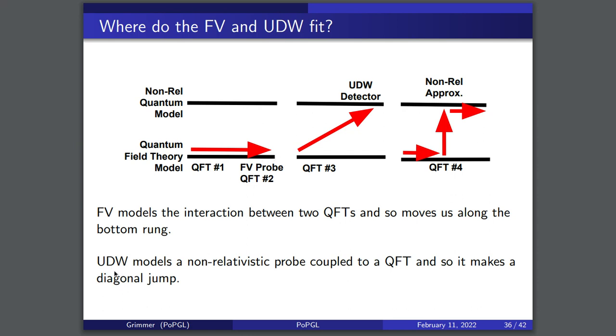On the other hand, the Unruh-DeWitt model couples a non-relativistic probe system to a quantum field, and so in this diagram it makes a diagonal jump upwards, right? There's an interaction between one system here on the left and the system on the right. One of them is in QFT land, one of them is in non-relativistic land. We have one foot in each theory, and we're trying to make them couple to each other and talk to each other, right? So this switch from quantum field theory to non-relativistic quantum mechanics happens during the interaction between these two systems. So that's a diagonal jump.